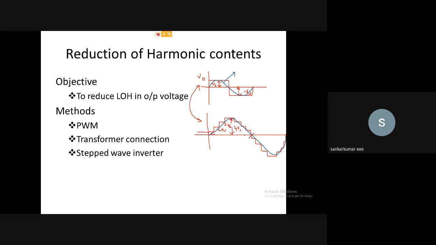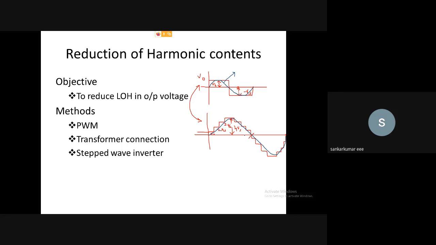For any industrial application or any industry having HT supply, they have to maintain the power factor within some range. The maximum value of power factor is 1, and they have to maintain the power factor within 0.97. Likewise, they will give the limit. If the power factor is reduced below the prescribed value, they will be penalized.